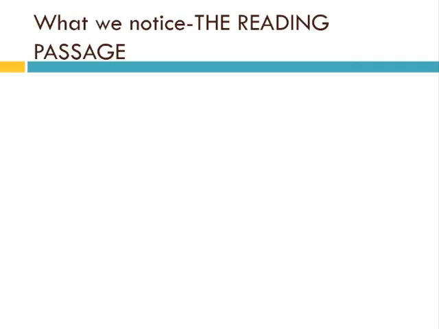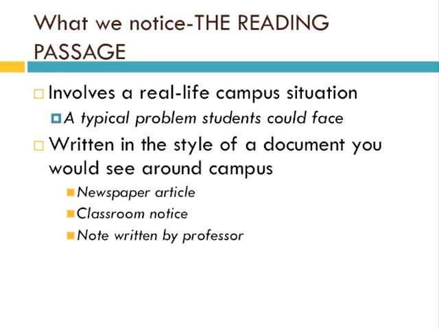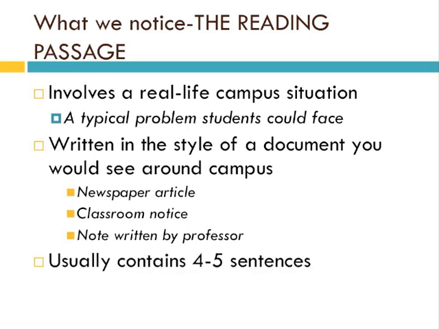Okay, now let's go in and analyze a little bit more carefully the three different parts of the task. First, let's look at the reading passage. First off, what do we notice? Well, the reading passage typically involves some sort of real-life campus situation, a typical problem students could face. And generally it's written in the style of a document that you would see around campus, a newspaper article perhaps, a classroom notice, or even a note written by a professor. And the reading itself usually contains 4 to 5 sentences.